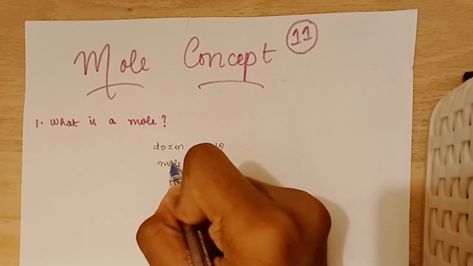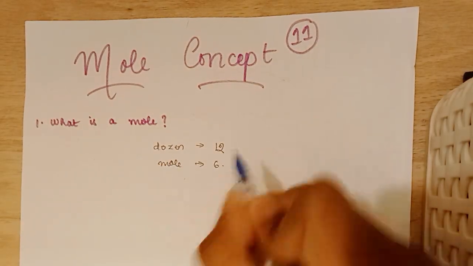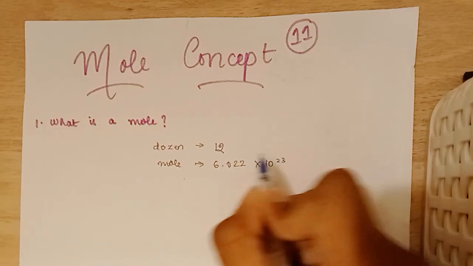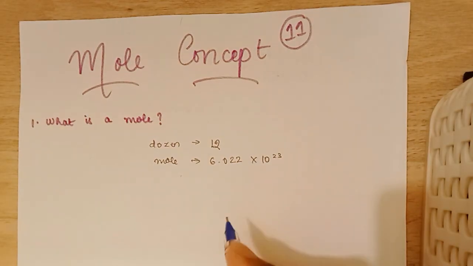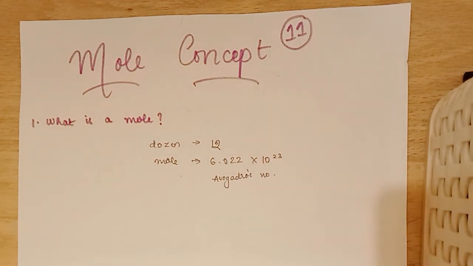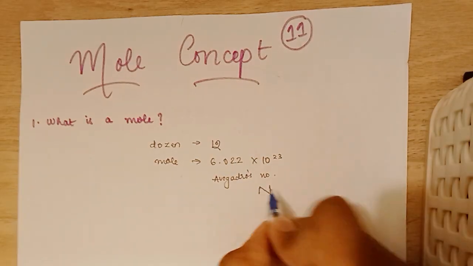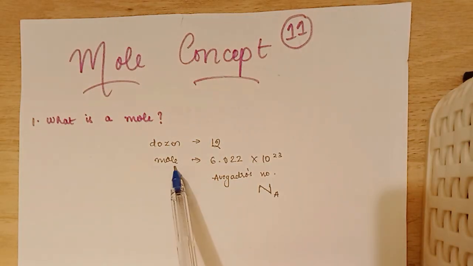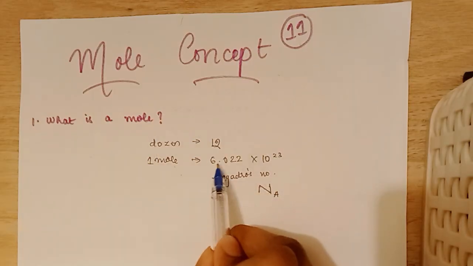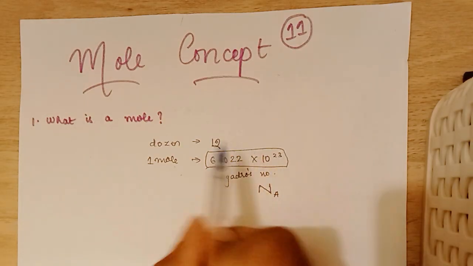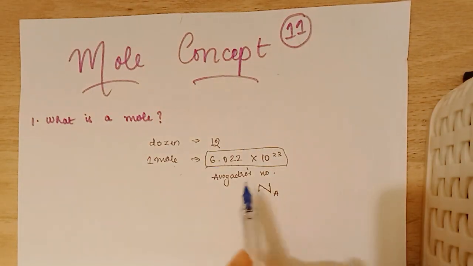So whenever you hear the word mole, you should remember the number 6.022 into 10 raised to 23. By now you must know what this number is. This number is called the Avogadro's number. It is represented as capital N with a subscript small a. So 1 mole is equal to 6.022 into 10 raised to 23. You should learn this formula by heart because it is useful for all the things that we will be going through today. This is called Avogadro's number, represented as Na.